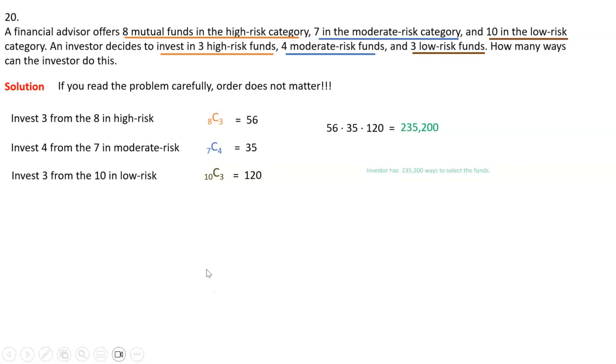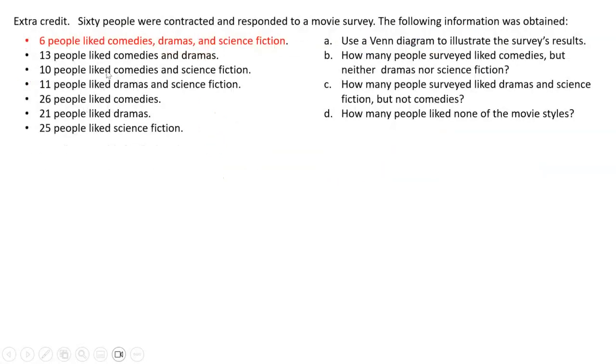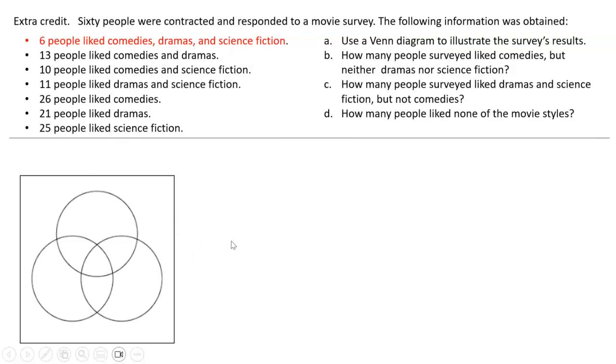This is number 20. Now, I also gave an extra credit, and I believe I went over that in the previous PowerPoint. But let's do it anyway, guys, just real quick here. So there's 60 total people. Let C be the comedies and let D be the dramas, because it says here, 60 people were contacted and responded about TV movies. The following information was obtained. So there's comedies, dramas, and science fiction, and let S be science fiction.